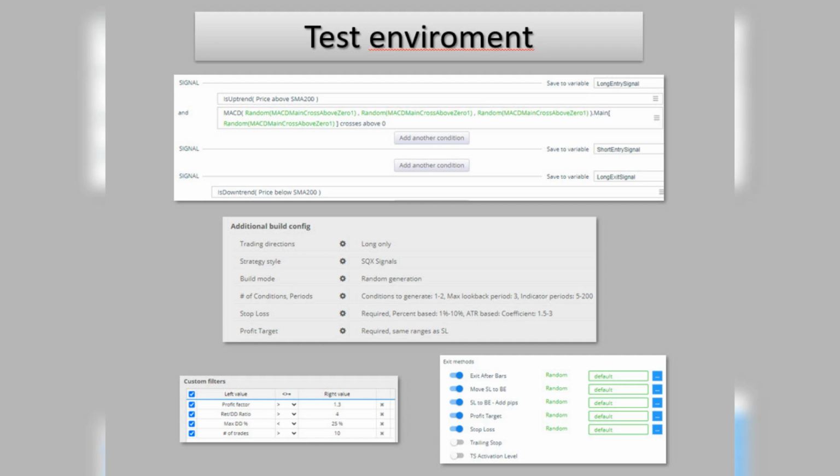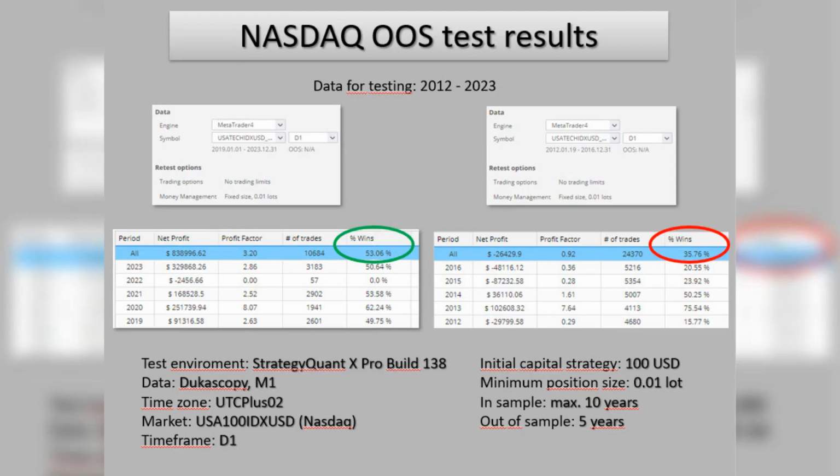In the builder, I then use my usual settings that I use to test the idea. I tested the Nasdaq by generating 2 packages of 1000 strategies on the D1 timeframe that I trade, with in-sample generation and out-of-sample test on different time periods. The reason for this is to limit the effect of partial correlation between strategies, which also occurs in random generation, and to verify that the tested idea has an edge over time.